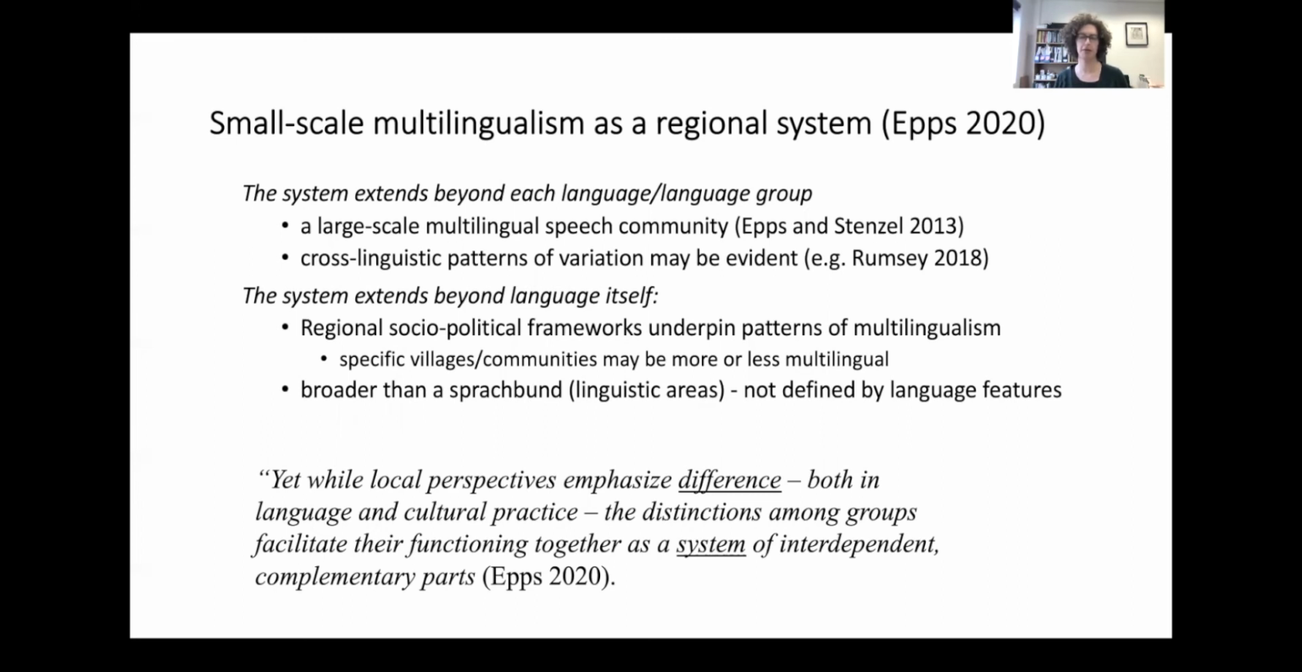So the patterns of multilingualism are underpinned by regional socio-political frameworks. So these broader frameworks, I guess, explain how groups relate to each other and how they use their languages and one another's language. Within these regions, specific villages or communities may be more or less multilingual. So some may actually be more multilingual than others. But this idea of the regional system is also more than a Sprachbund, a linguistic area. It's not defined by linguistic features or by certain patterns of borrowing. So as Patty Epps puts it in her 2020 chapter, she talks about how there's an interdependency between the different communities and the languages they use.